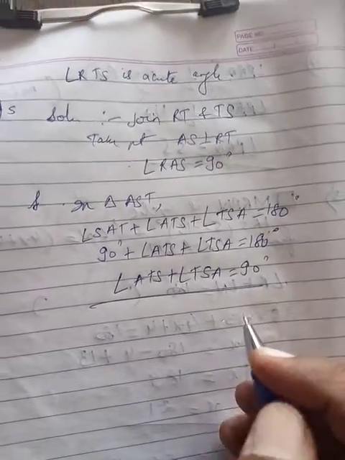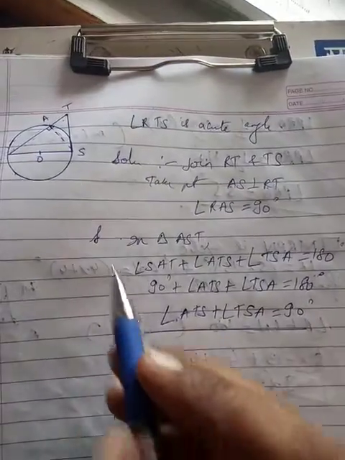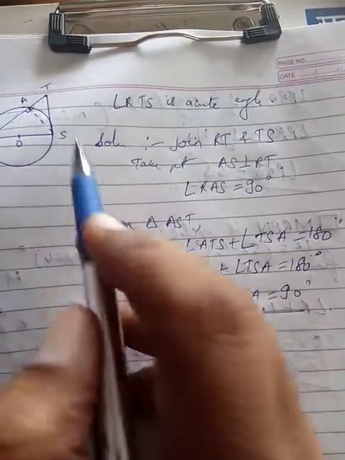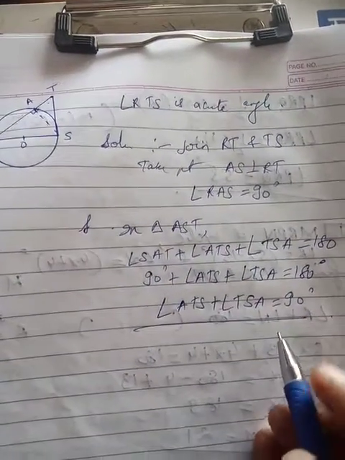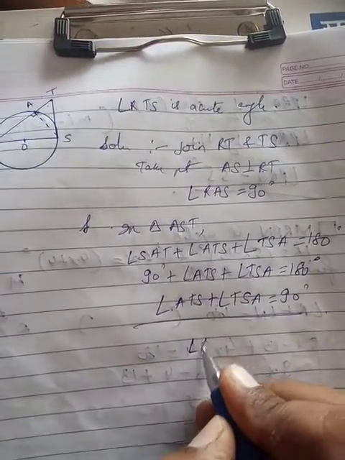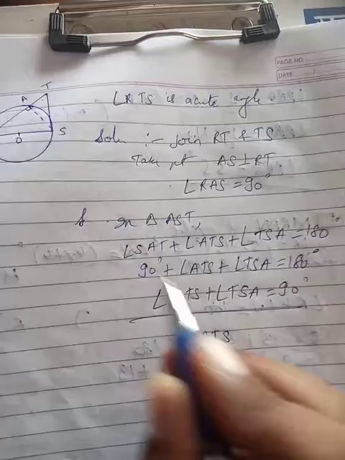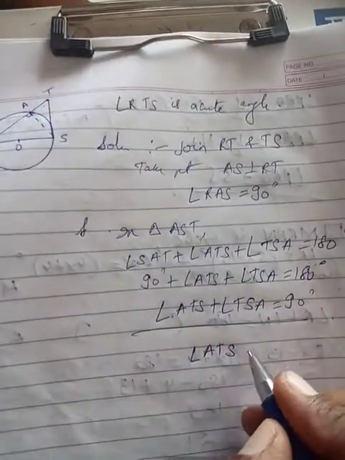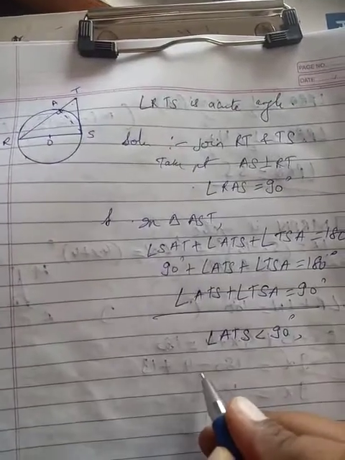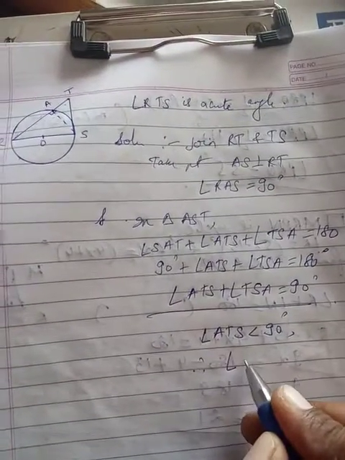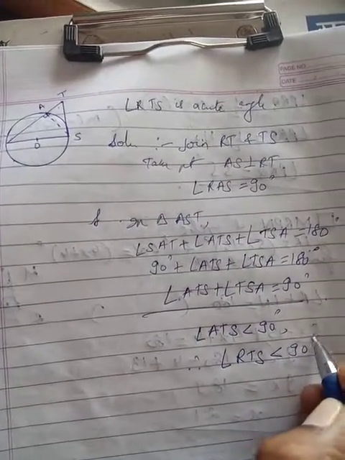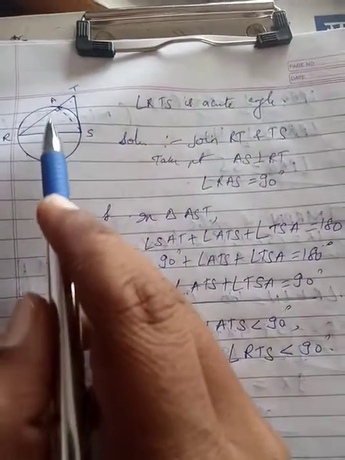So now we had concluded that measure of these two angles ATS, this angle, plus TSA is equal to 90 degree. So obviously if these two angles sum to 90 degree, you can write angle ATS will be less than 90 degree. So hence, therefore we can write angle RTS will also be less than 90 degree.